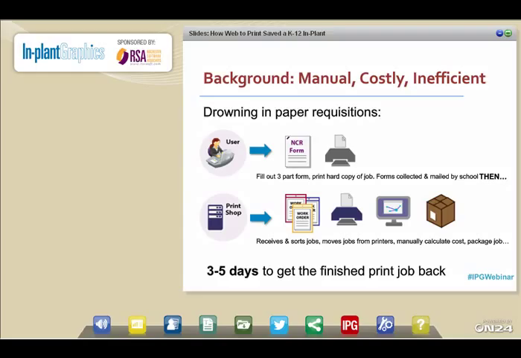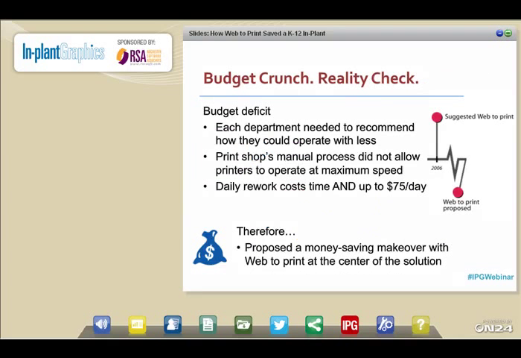We had a very bad reputation. People were not trusting us. They were not relying on us. They had very little faith in us getting them their work in a timely manner. If all of this sounds familiar to you, then I'm sure what comes next probably sounds familiar as well. We ran into a budget crunch.